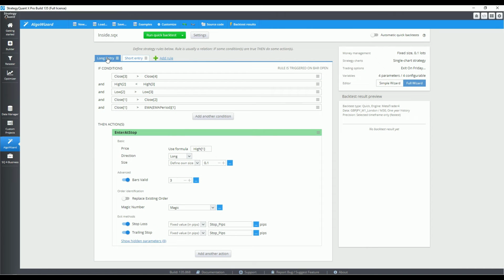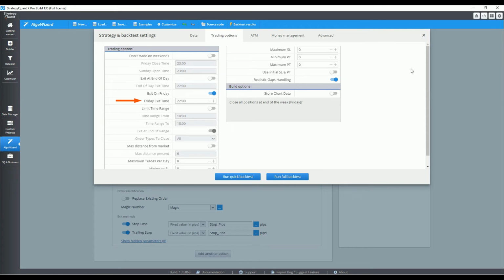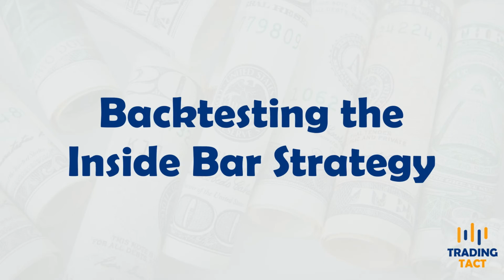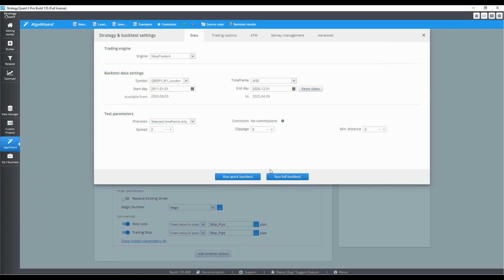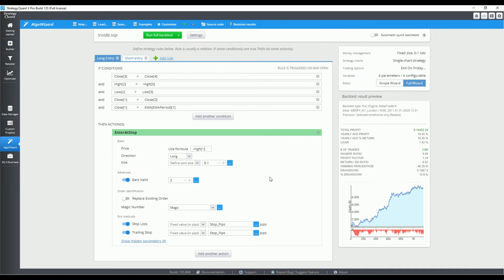Finally, I'll keep risk management simple by throwing in a 120 pip trailing stop and exit all trades on Friday. As usual, I run a 10-year backtest to verify that the strategy has some long-term edge. That's not bad for a simple strategy.